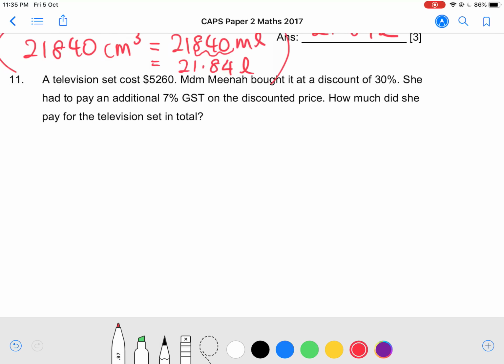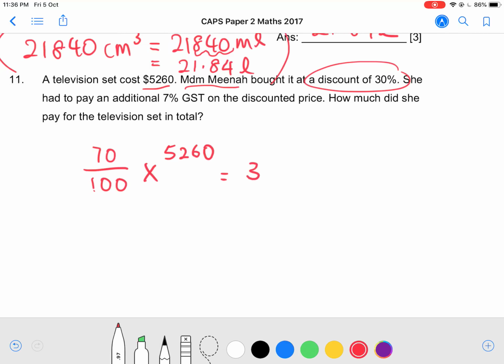Question number 11. A TV costs this amount, but this lady was lucky, managed to get it at a discount of 30%. So meaning to say that she's only paying 70%, right? She's only paying 70% of this amount. So let's see how much is the TV now. It's only going to cost 70%, and that is this amount. And you have got to pay a 7% GST. So let's find out how much is this 7% GST.